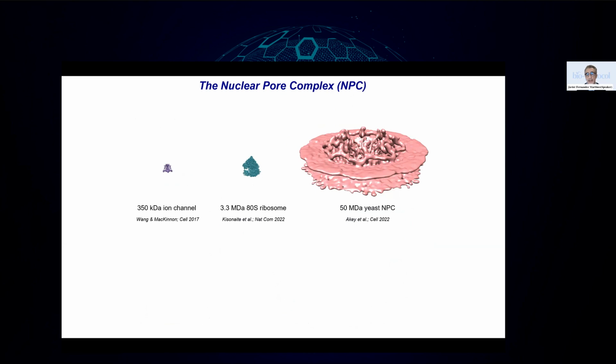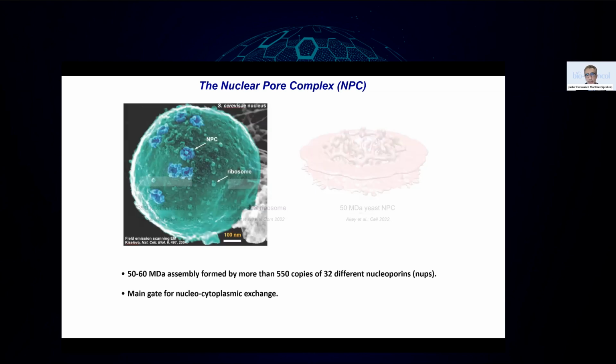The NPCs are large, are huge. It's a massive channel. Here you have a comparison of an ion channel with a ribosome, and this is the size at scale of an NPC. In yeast, it has around 50 megadaltons. It's even bigger in mammalian cells. It will go to 120 megadaltons. And it is formed by more than 550 copies of 30 different proteins called nucleoporins. The NPC is the main mediator of transport between the nucleus and the cytoplasm.